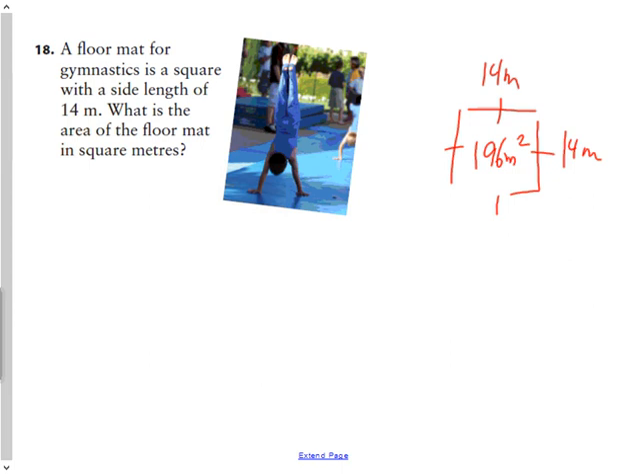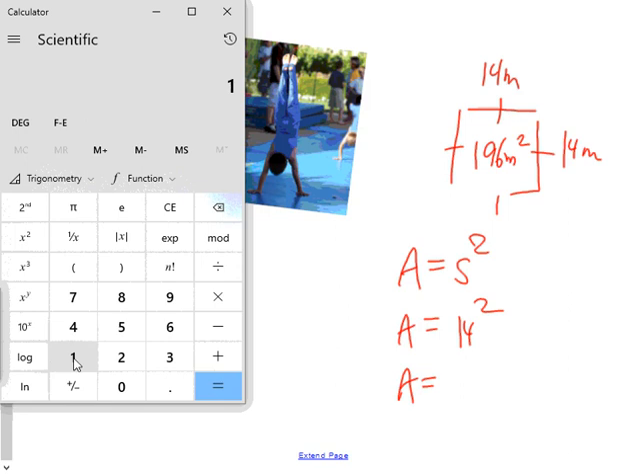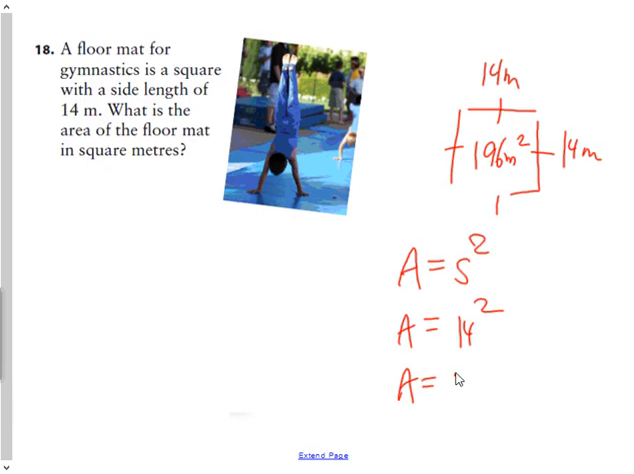But that's too easy. Let's use our formula again. So area equals side squared. So the area will equal the side, which is 14, squared. We could then say that its area is equal to 14 times 14. But we'll use our calculator this time. So 14 squared, I also have a square button, which is the x squared button. And it tells me that the square of 14 is 196. So the area of the whole mat would be 196 square meters.